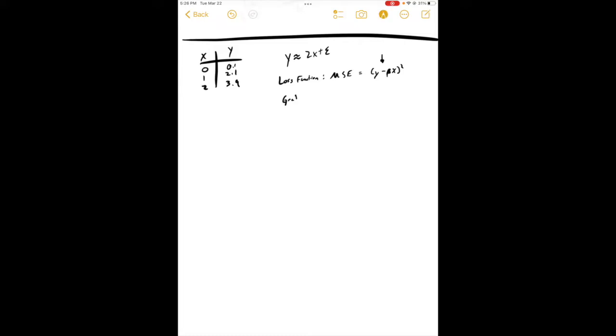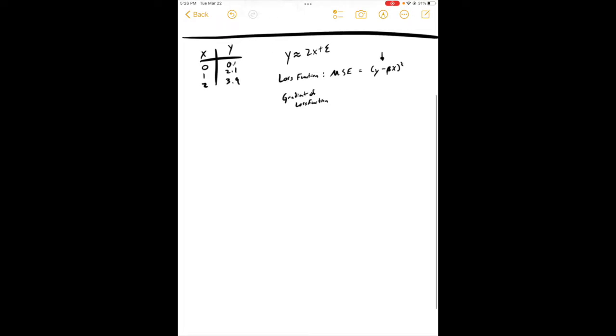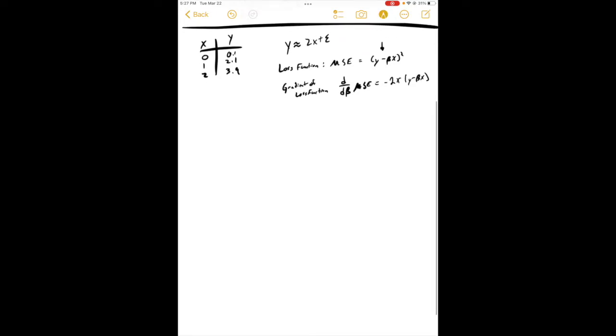Now, we also want the gradient of the loss function. And the gradient in this case is the derivative with respect to beta. But really, the gradient is a measure of how the loss function changes when the coefficients change. Ours is negative 2x. I'm just going to leave it as singular, and you'll see why in a minute. Negative 2x times y minus beta x.